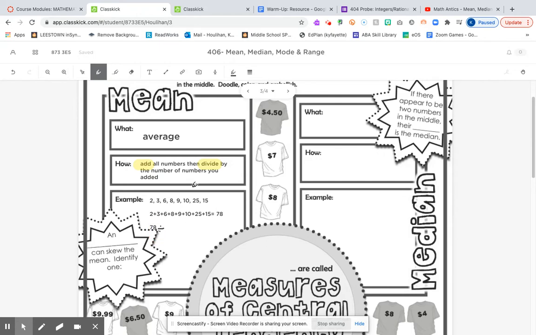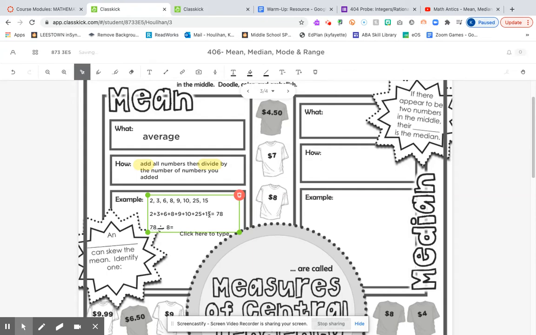There we go. 78 divided by, oops. Come on. And then we have to count. How many numbers did we add together? Well, we added 1, 2, 3, 4, 5, 6, 7, 8. 8.